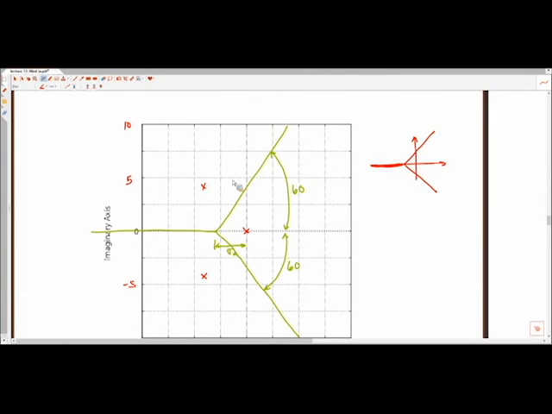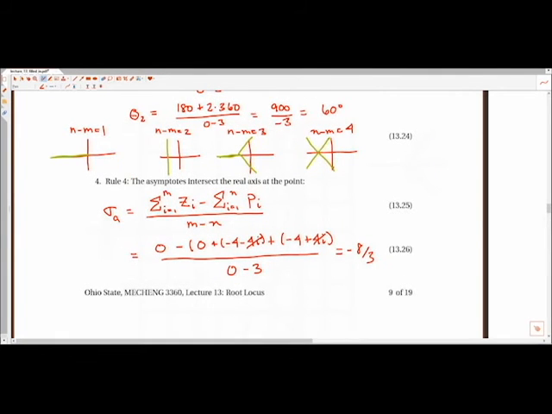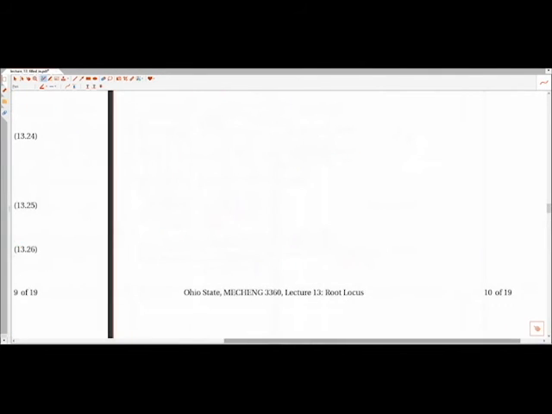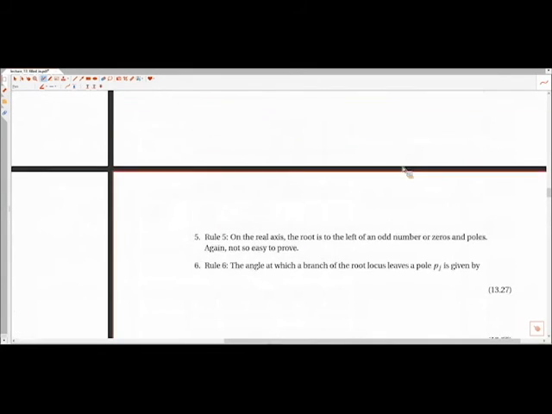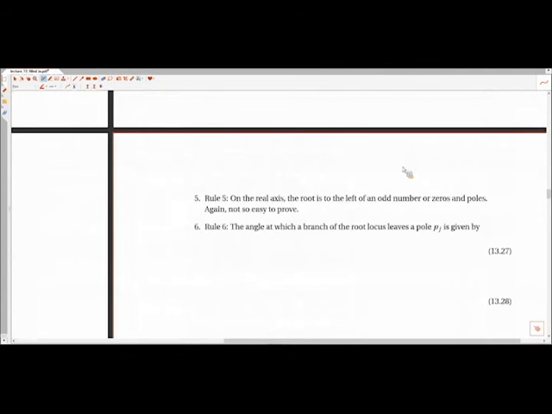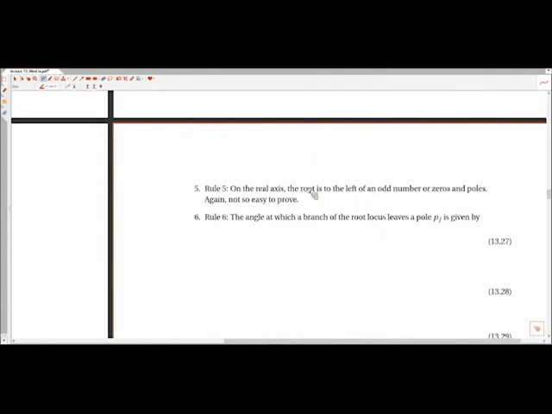Okay, rule 5. So that was rule 4. Okay, so rule 5. This is one that no one likes, but once you see this a few times, you'll get the hang of it. The wording is very strange. Okay, so on the real axis, the root locus is to the left of an odd number of zeros and poles.